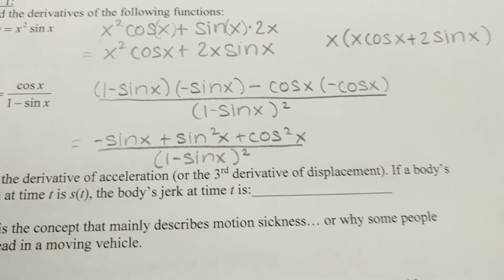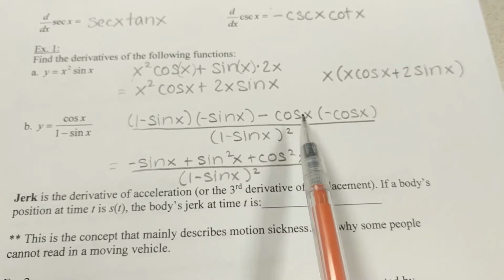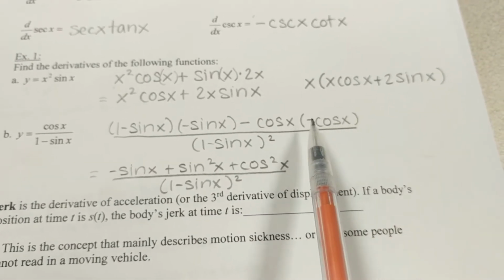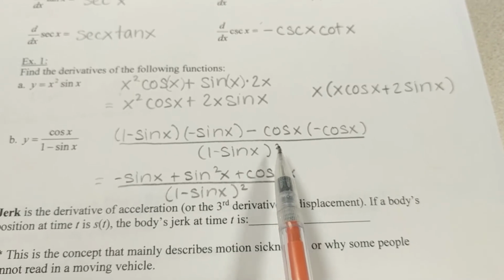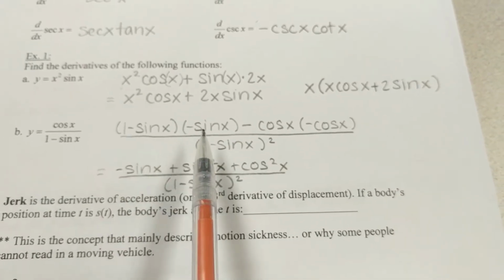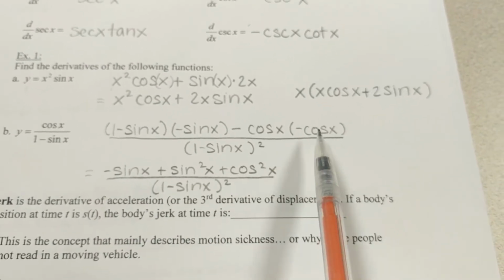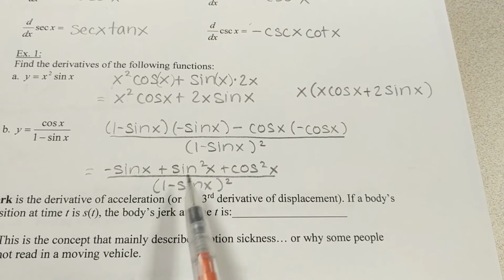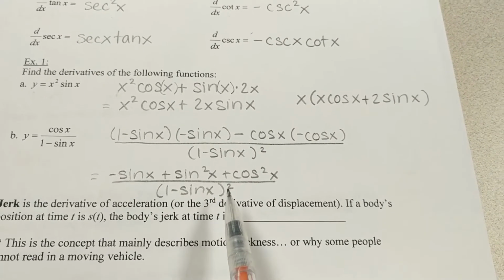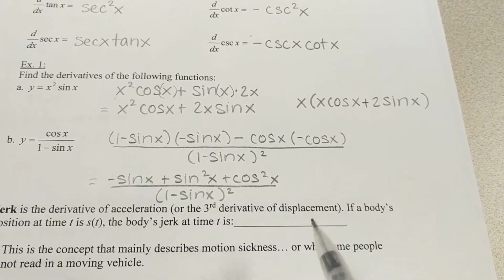All right, so on this one, I did low d high less high d low over the denominator squared we go. So then I just went ahead and distributed. So I get negative sine plus sine squared. And then over here I got plus cosine squared all over denominator squared. Now here's where some cool, amazing, delicious math shows up.